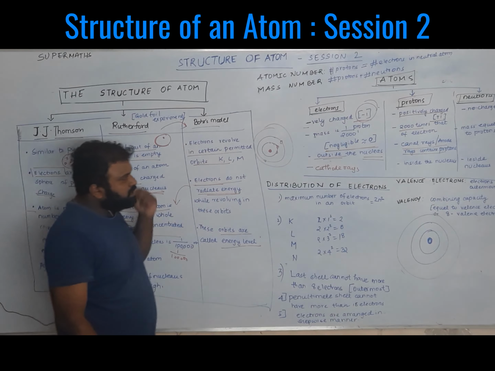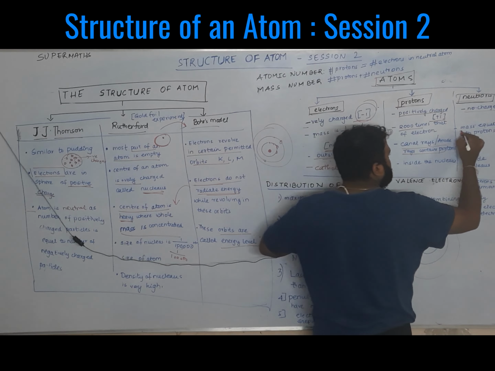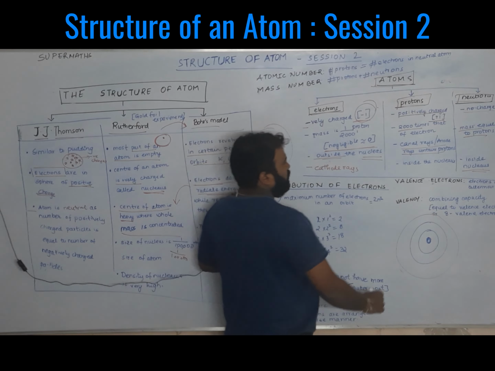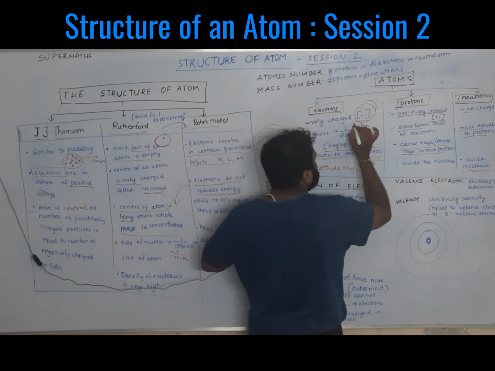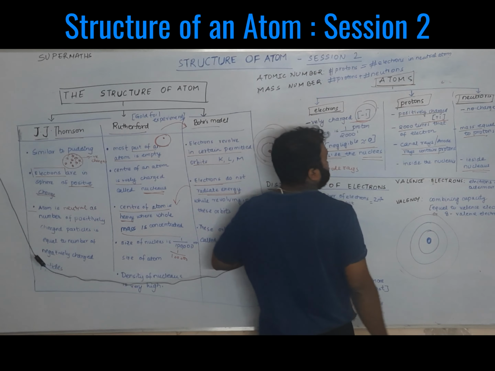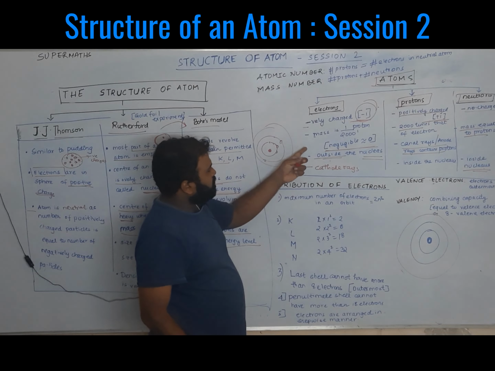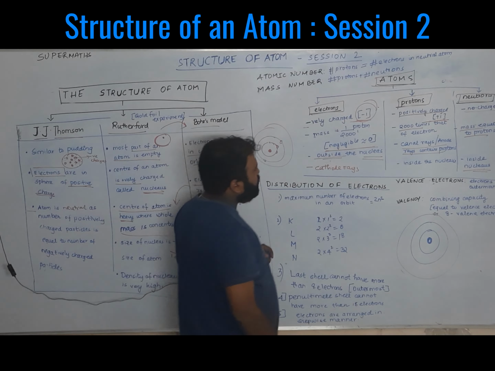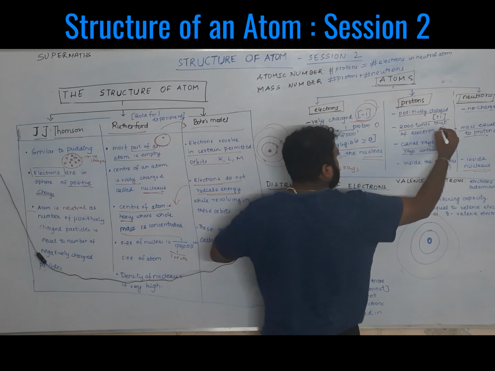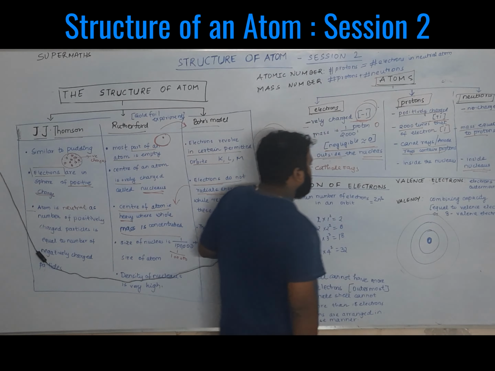The next thing is neutrons. They don't have charge, they have mass equal to protons, and they reside inside the nucleus. So essentially the charge for electrons we take -1, the charge for protons we take +1, charge for neutrons we take 0. Similarly, the mass for electron you take 0, mass for proton you take 1, mass for neutrons you take 1 as well.